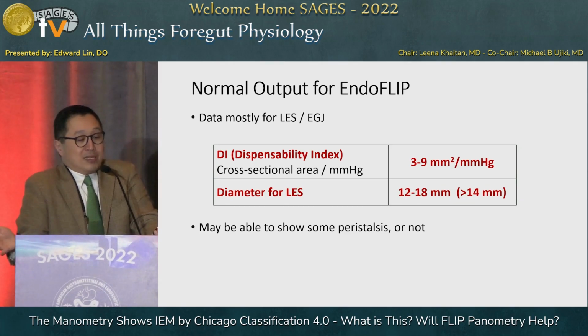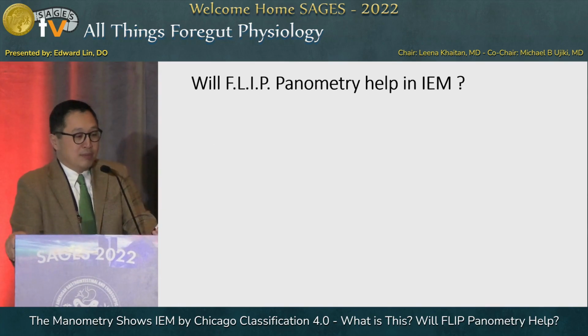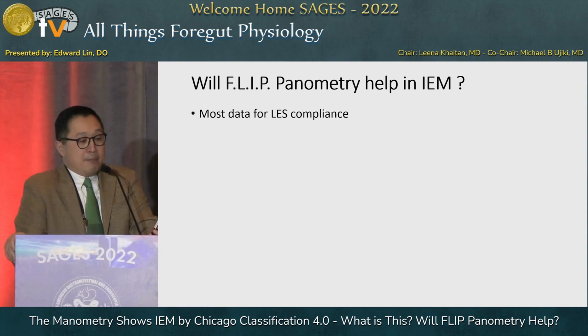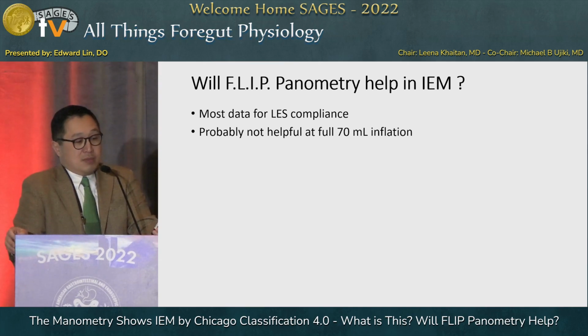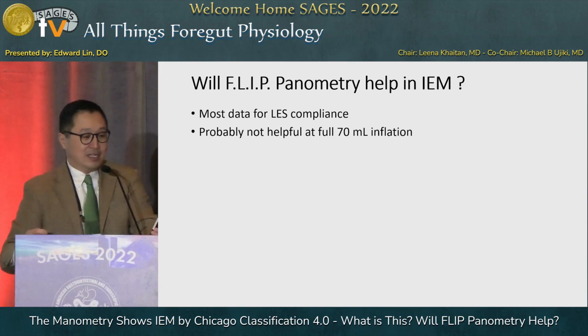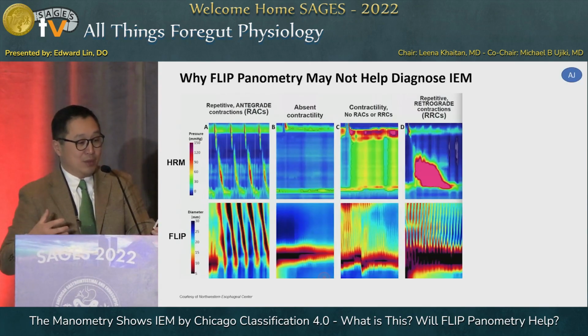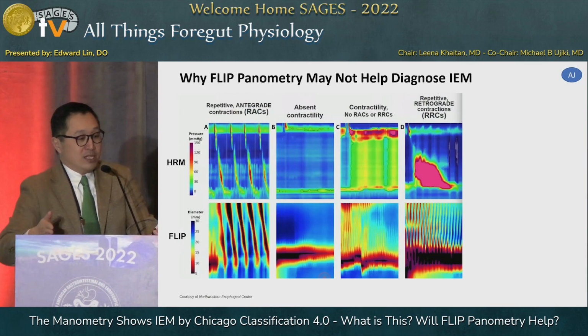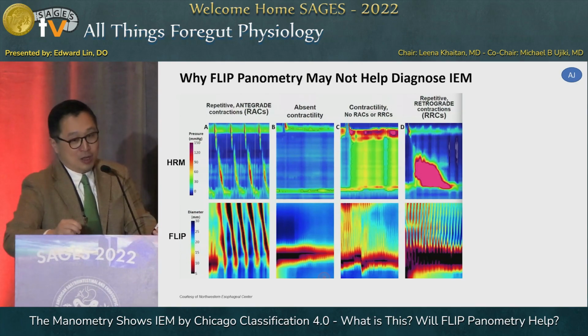Will it show peristalsis? Maybe, maybe not, right? Depends on how much you pump into the balloon. Most of the data is for lower esophageal sphincter compliance. It is not about peristalsis. And it's probably not helpful if you pump up the balloon to a full 70 cc's, because you're not going to see too much movement that way. So this is my reason for why FLIP panometry is not going to help with IEM.